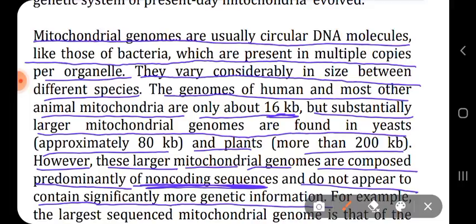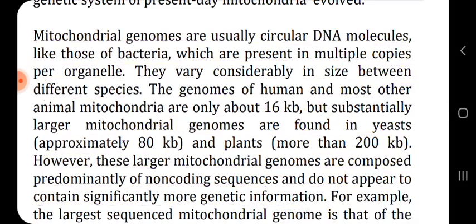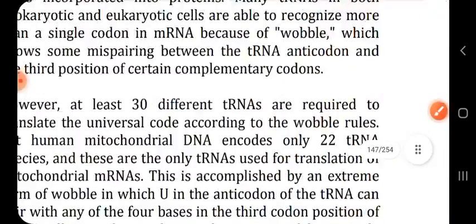So the genome size of mitochondria varies between different organisms. In humans it is only 16 kb, whereas in plants you can see more than 200 kb of mitochondrial genome. In yeast about 80 kb of mitochondrial genome is found. But in most of these cases, the mitochondrial genome is non-coding sequence, which does not code for any proteins.